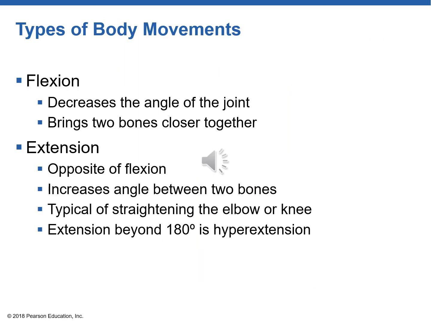Flexion and extension are opposite movements. Flexion decreases the angle of a joint and brings two bones closer together, as it says, and extension is the opposite. It's the straightening of, for example, your elbow or knees, and the term hyperextension is here as well.